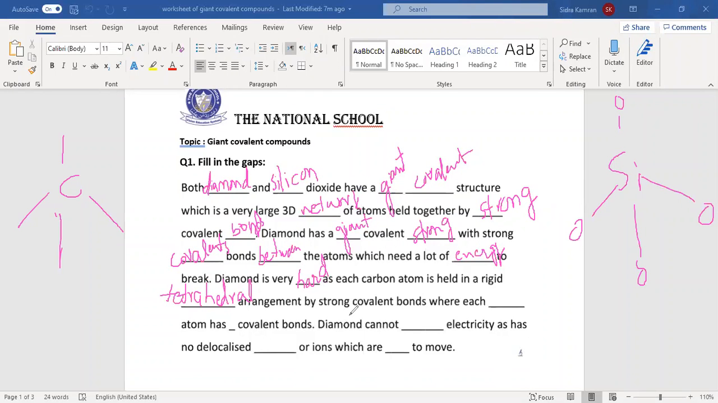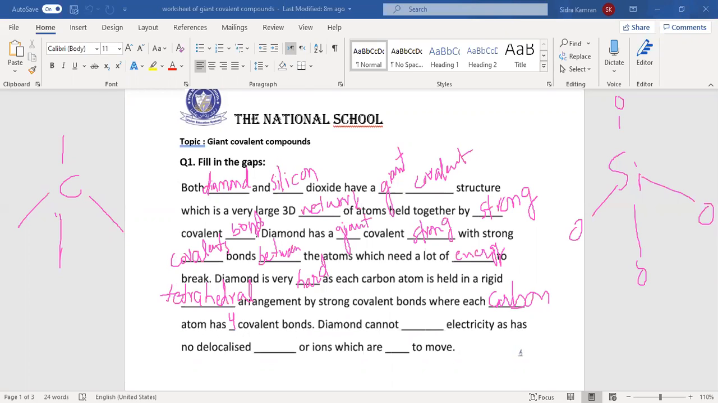arrangement by strong covalent bonds where each dash atom has dash covalent bonds. Diamond has which atom? Carbon. Yes, so by strong covalent bonds where each carbon atom has dash covalent bonds. How many covalent bonds does each carbon atom have? Here you can see, 4. So you have to write here 4 covalent bonds.